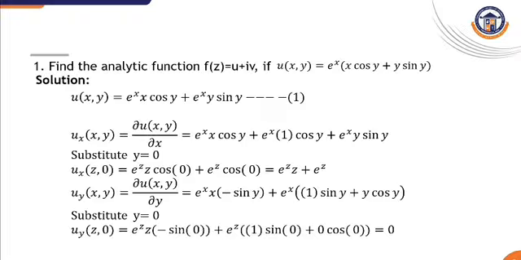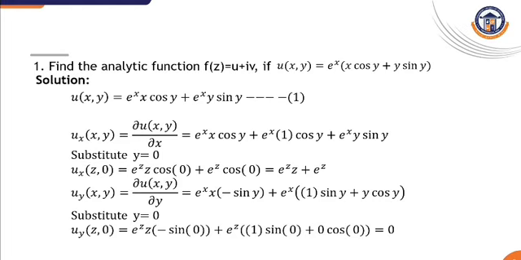In the first step, for the given u of x comma y, I take the partial derivative with respect to x. Here dou u by dou x equals the derivative with respect to x: the derivative of e power x is e power x, keeping x cos y, plus e power x times the derivative of x, which is 1, into cos y. Again the same idea: e power x into the derivative of y sin y, keeping y sin y.